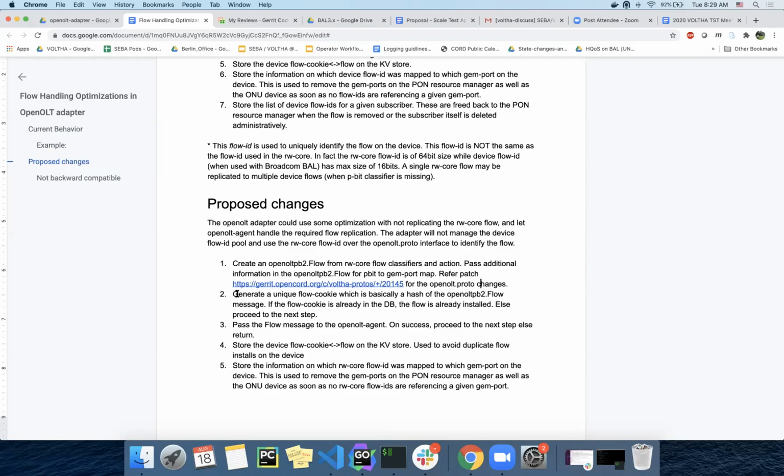The second step is quite similar to earlier. It generates a flow cookie, which is basically a hash of the OpenILT proto flow message. If this cookie is already in the DB, we have already installed the flow on the device, so there is nothing to do. Else, proceed to the next step.